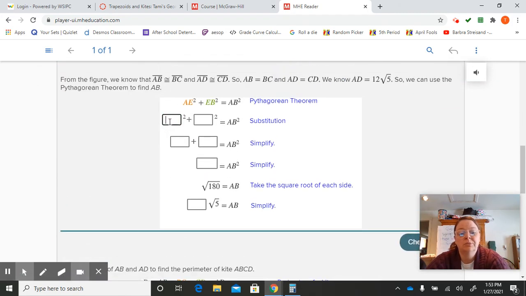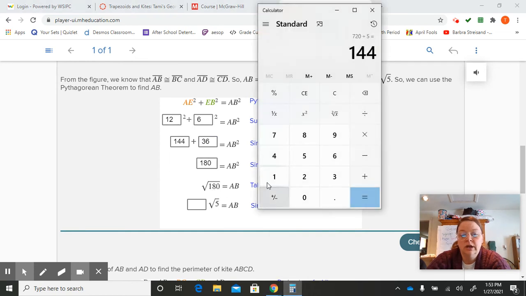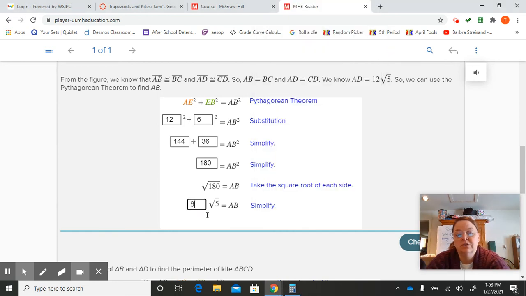So you're going to put in 12 and 6, which we said 12 squared was 144. 6 squared is 36. When we add those together, 6 and 4 is 10, carry the 1, that's 5, 6, 7, 8. So we get 180. And then we have to take the square root of that. And we get 6 square roots of 5.